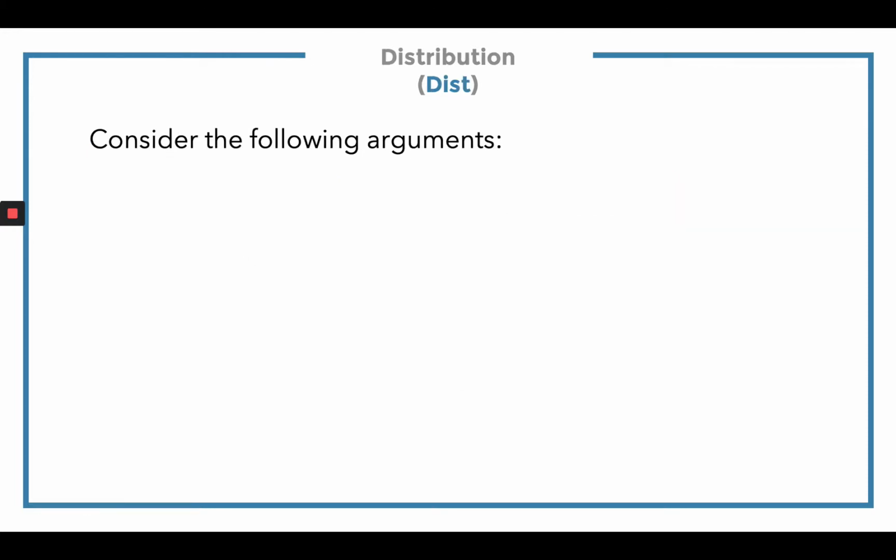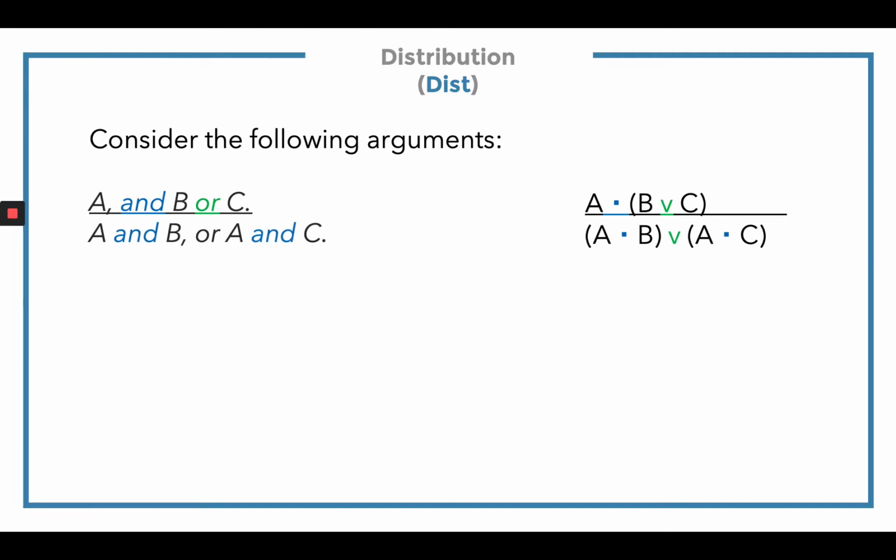Moving right along, distribution. So if we know A and B or C, this is telling us A is true and at least one of these two is true. That's equivalent to saying A and B are true or A and C. Now it's possible that all of these things are true, but this is saying A and at least one of these two, and this is saying A and B or A and C. Maybe both of those, but those claims are going to be logically equivalent to each other.